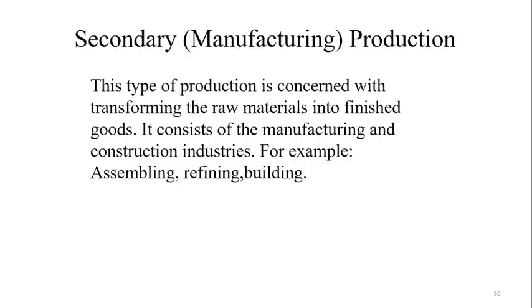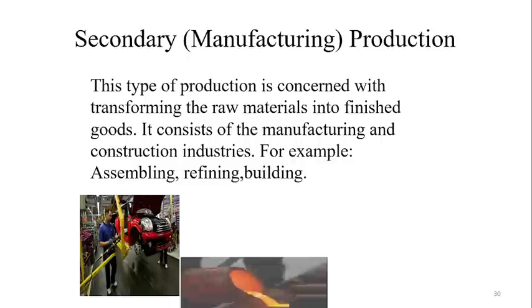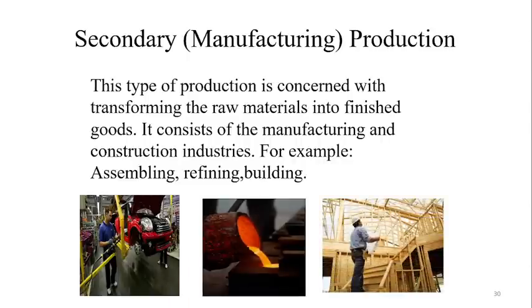Then you have secondary production, which is also called manufacturing. This type of production is concerned with transforming the raw materials into finished goods, and it consists of manufacturing and construction industries. So for example, assembling, refining, building, all of these would be at the secondary stage of production. The secondary stage is really concerned with converting raw materials to finished goods.